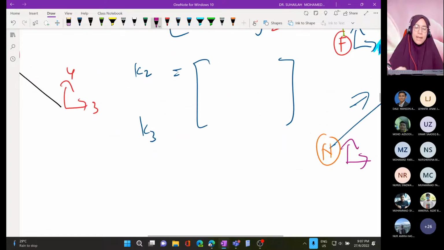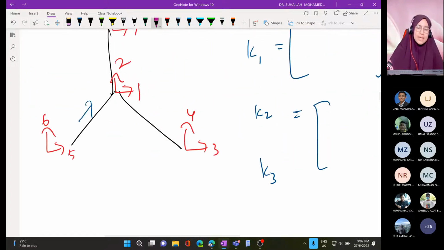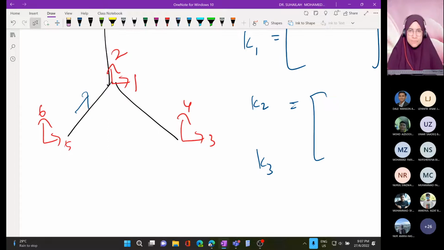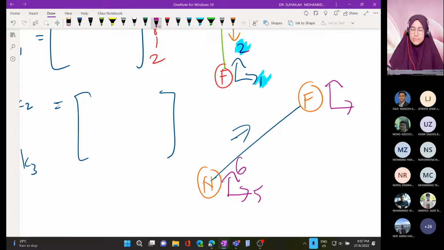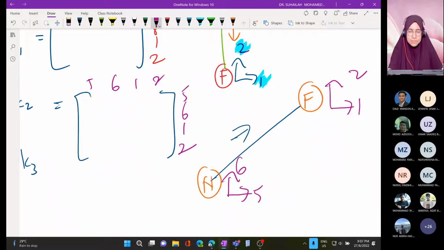So refer back to the diagram. From the arrow, it is 5, 6, 1, 2. So the label is 5, 6, 1, 2.